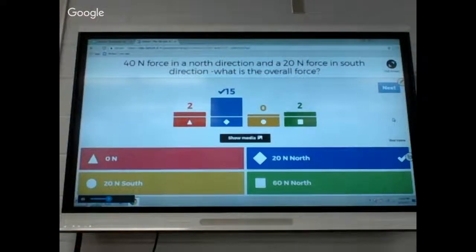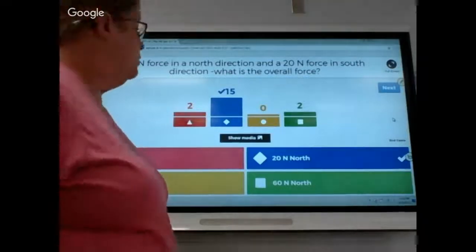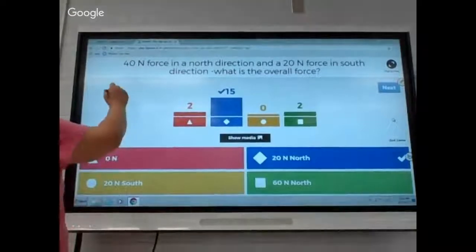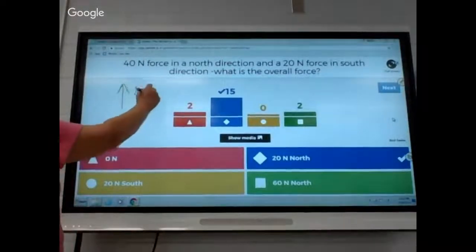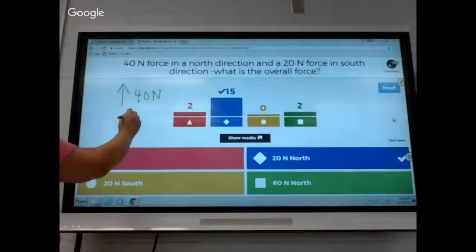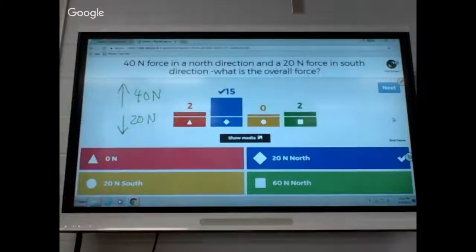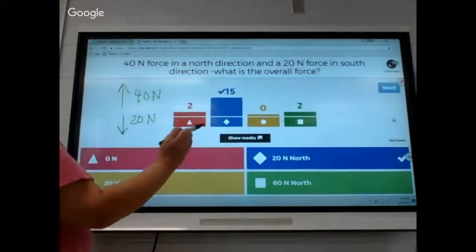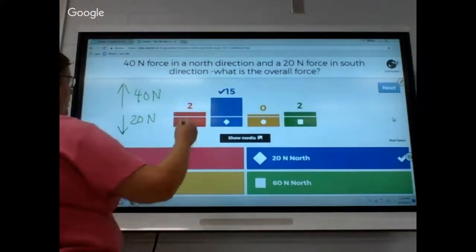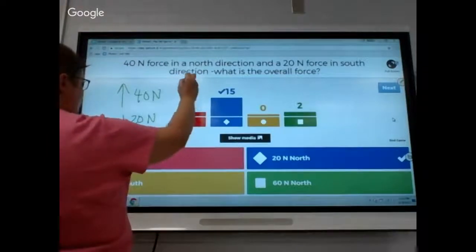All right. If you have a 40 Newton force going north, and 20 Newtons goes south, what can you tell me about the directions? Are they the same or are they opposite? They're opposites, right? So what are you going to do with them? Subtract. So that's how you get the 20 Newtons for the answer.